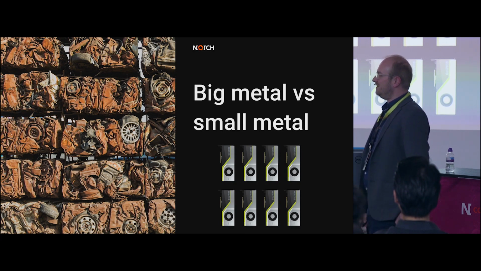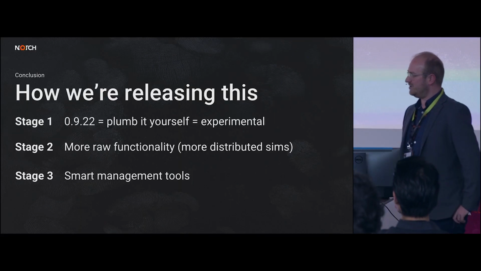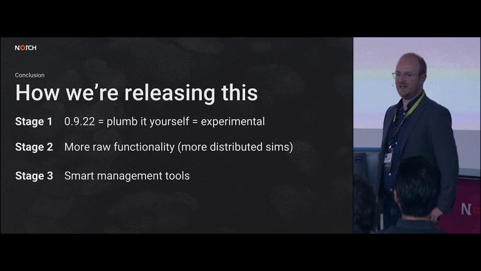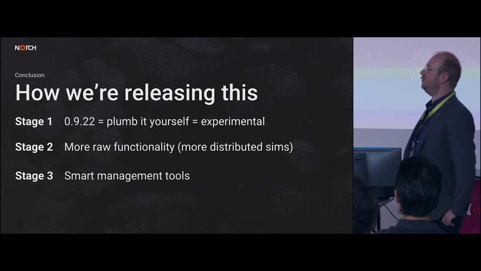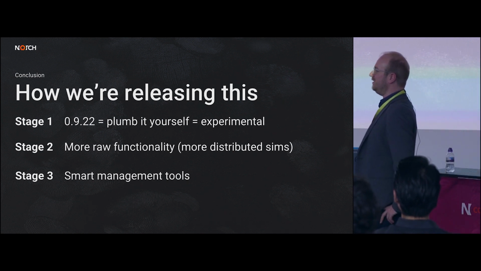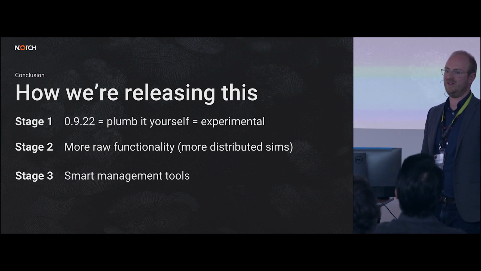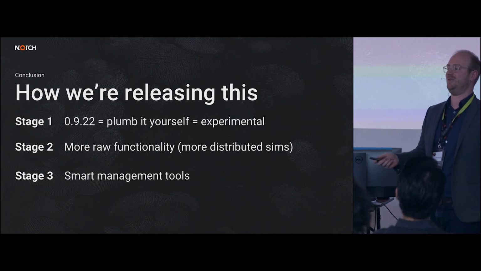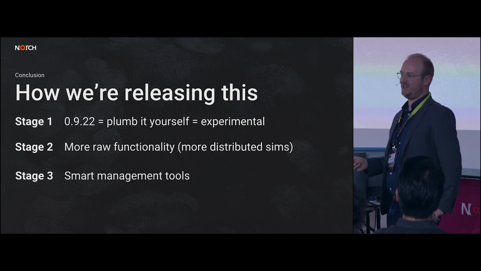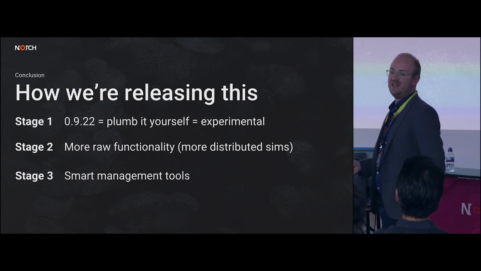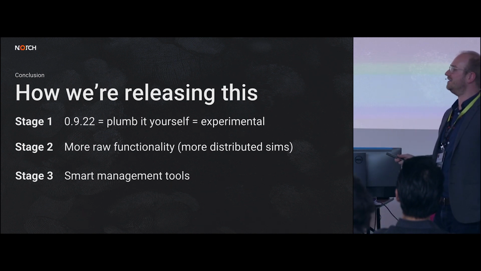Again, the big metal versus small metal, we've just demonstrated how that works across lots of different nodes. So let me just talk a little bit about how we're releasing this, because this is definitely going to take a little bit of time. In the next release, 0.922, we're calling it a "plummet yourself" experimental release of these features. And at this conference, as you can imagine, there's a whole set of really advanced Notch users who will jump on this, thrash it to pieces, and really work out how this works in a production environment and in their workflows. So that's our aim with 0.922.